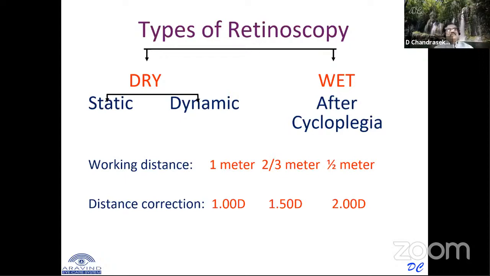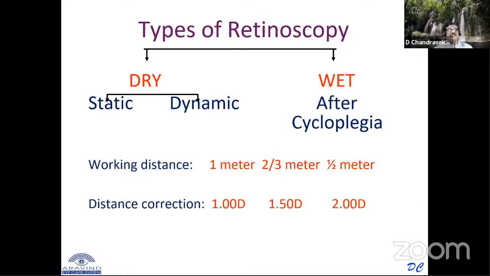So it is easy for you to pick up the lens and put it in the trial frame. But I tell the PGs to do 1 meter for an exam so that you do not have any confusion regarding working out the problem. Shorter distances will be half a meter. So based on this, you'll get a distance correction.